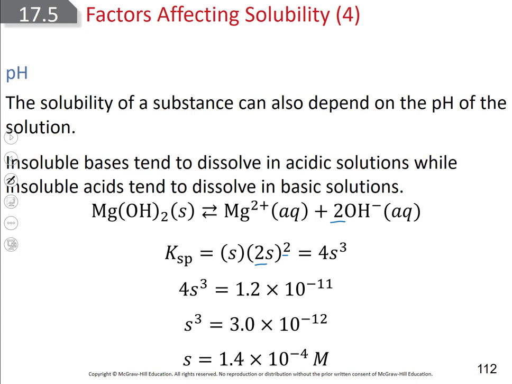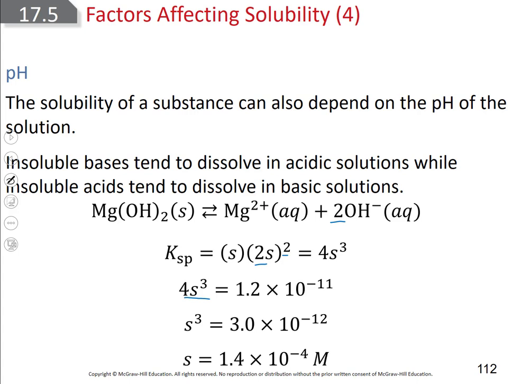So that's where the 4S squared came from. We did this one earlier, didn't we? We got 4S cubed. Divide both sides by the 4 and then take the cube root of both sides to find the solubility is 1.4 times 10 to the negative 4th molar, right? So again, that's in pure water.